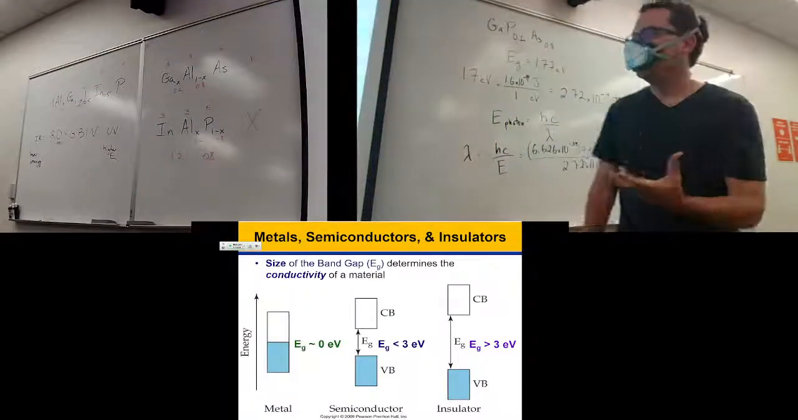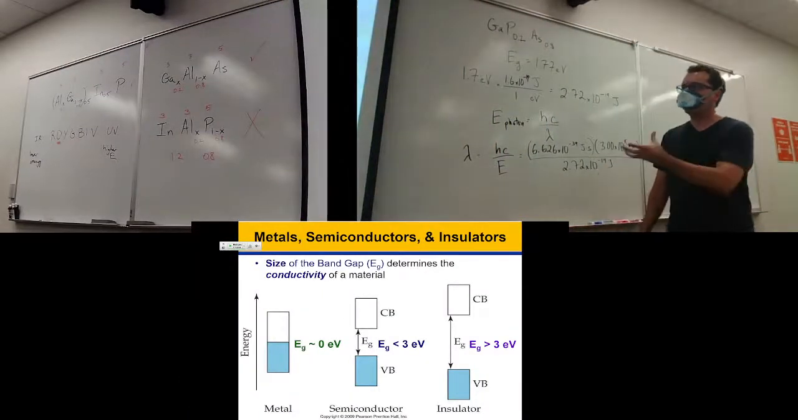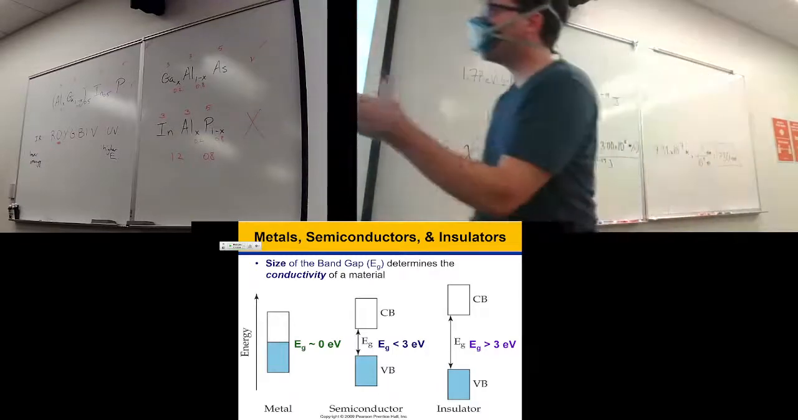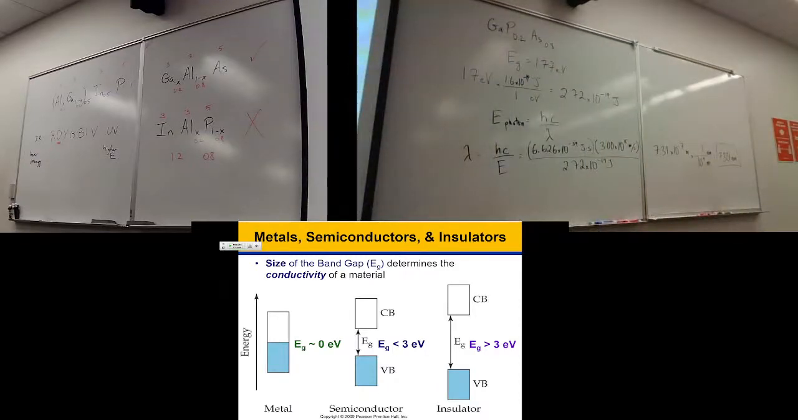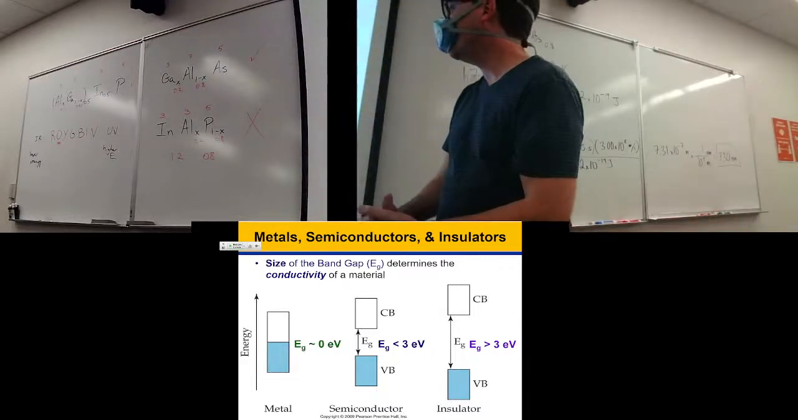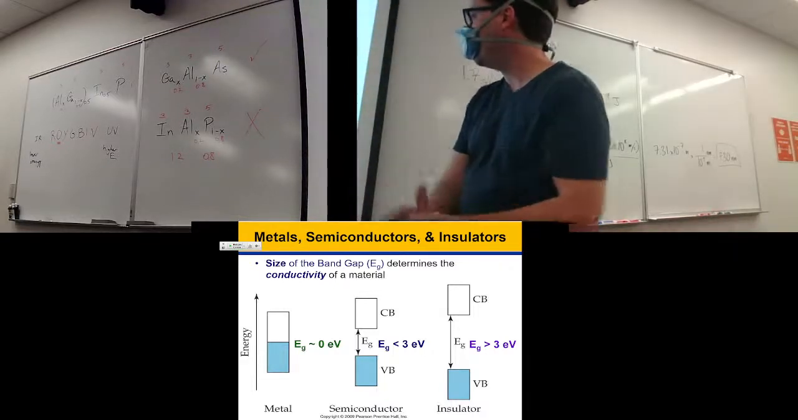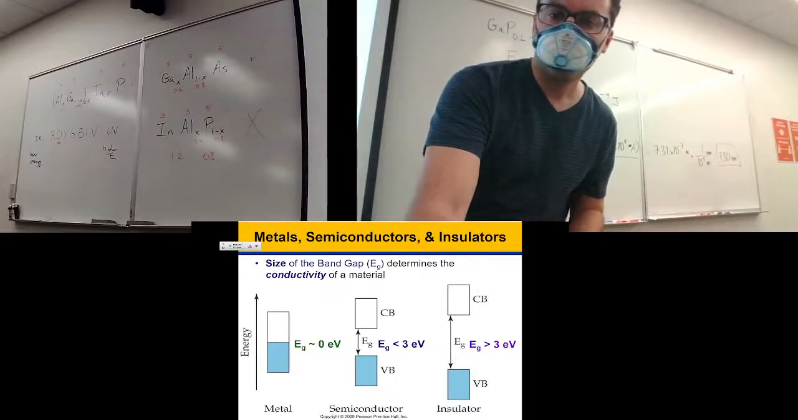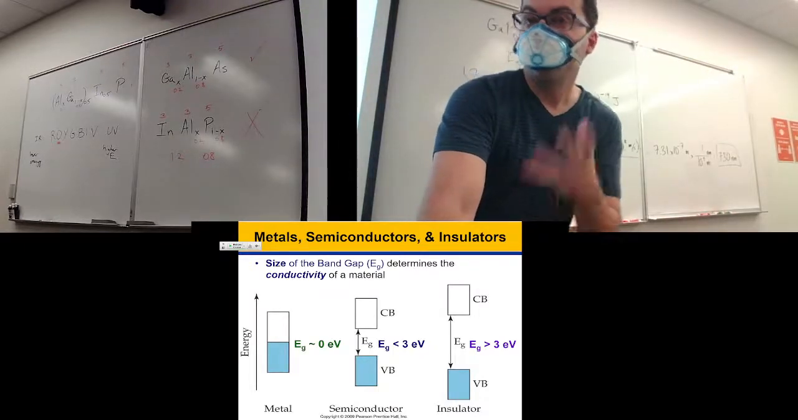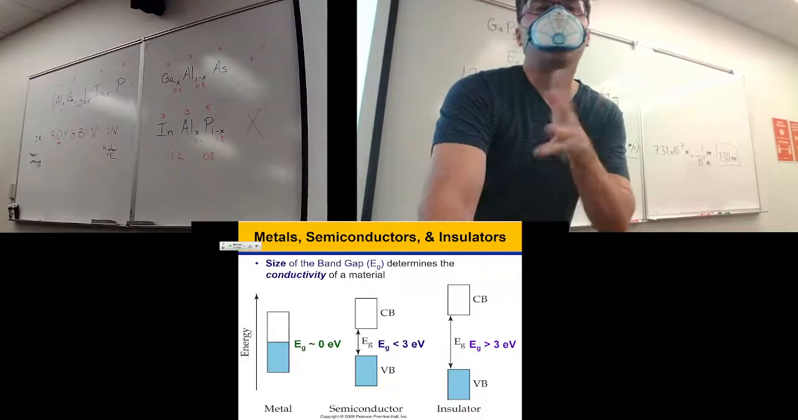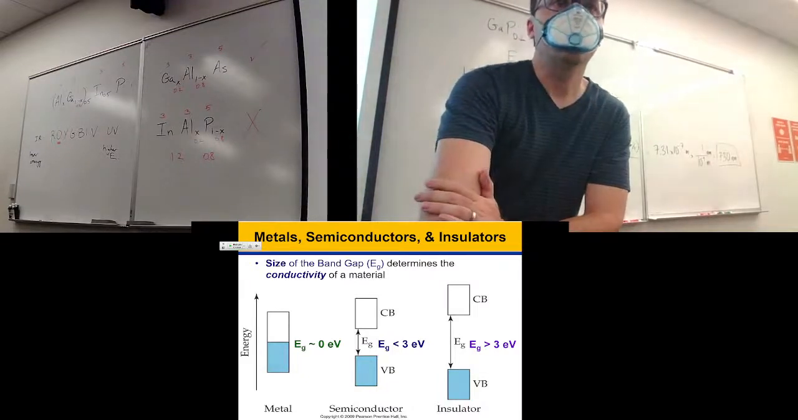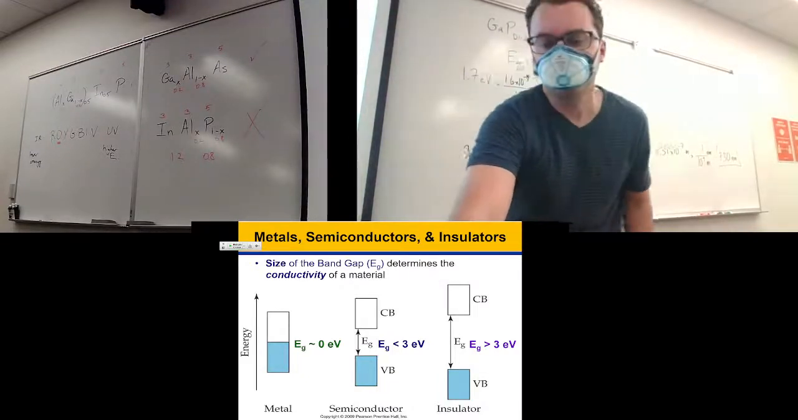So just to remind you that the band gap in general, approximately 0 band gap gives you a conductor, a metal. Less than 3 electron volts is your semiconductor range, and an insulator is almost anything over 3 electron volts. That's something we should memorize. Yeah, 3 electron volts is probably your boundary, yes.